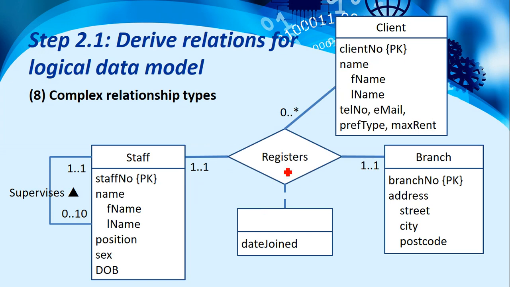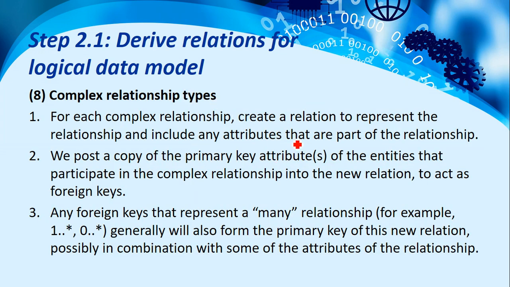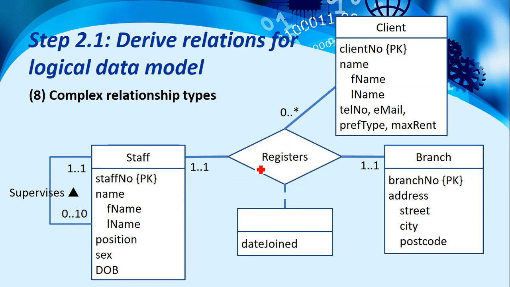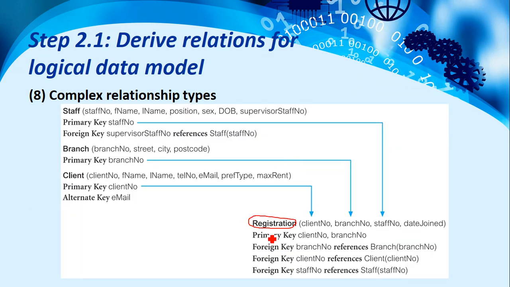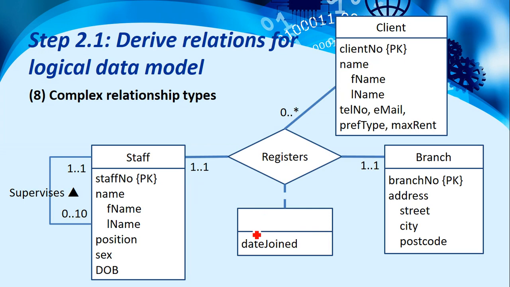from here, no? Kasi according here, create a relation to represent the relationship. So, yung relationship natin registers. So, that is why yung bagong relation na kinrate at pinangalanan siya as registration. Okay? And ganun pa rin, same sa nangyari kanina sa number 7, this date join, okay? Galing yan dito sa attribute ng relationship.